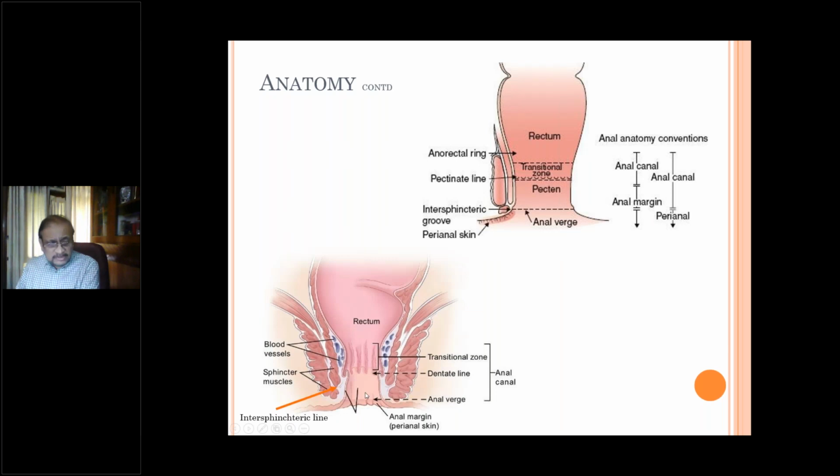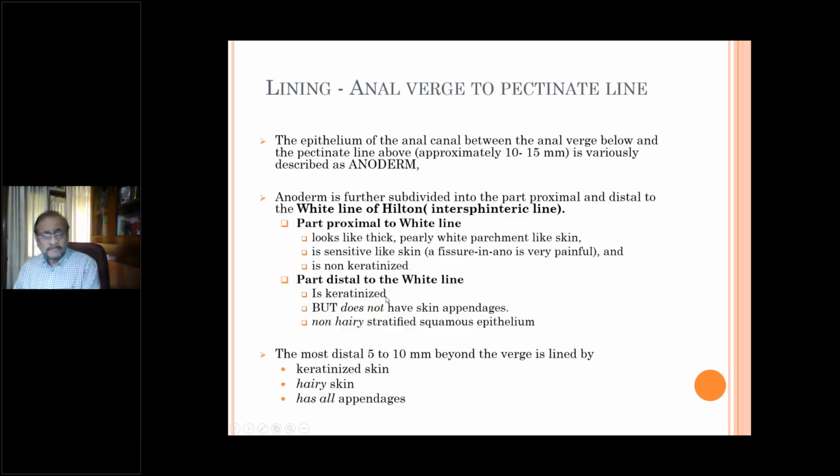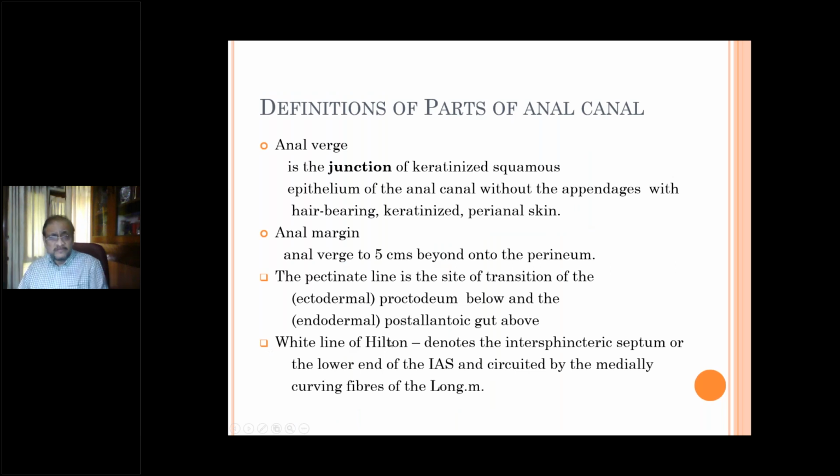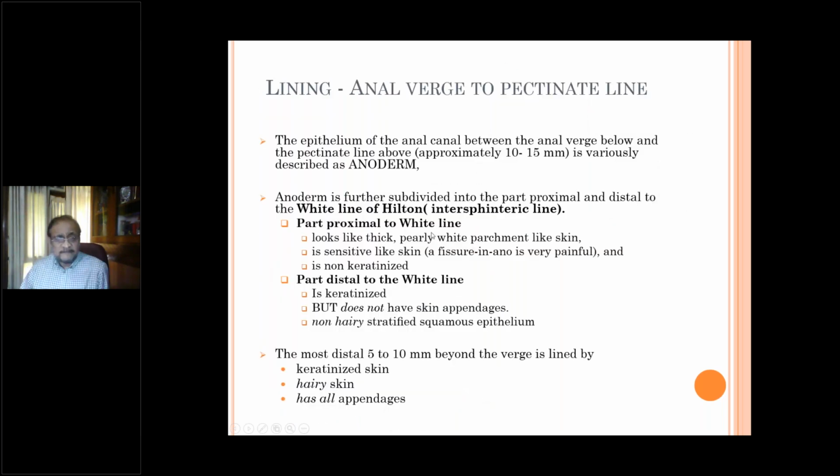What is the anoderm? This part is the anoderm. This whole thing is the anoderm. Now, what does that include? The anoderm is further subdivided into a part proximal and distal to the white line of Hilton, or the intersphincteric line. What do we mean? We mean this line drawn out here, with one part above and one below. That means proximal and distal. So this would be different, this would be different. How are they different? The part proximal to the white line means between the dentate line and the white line.